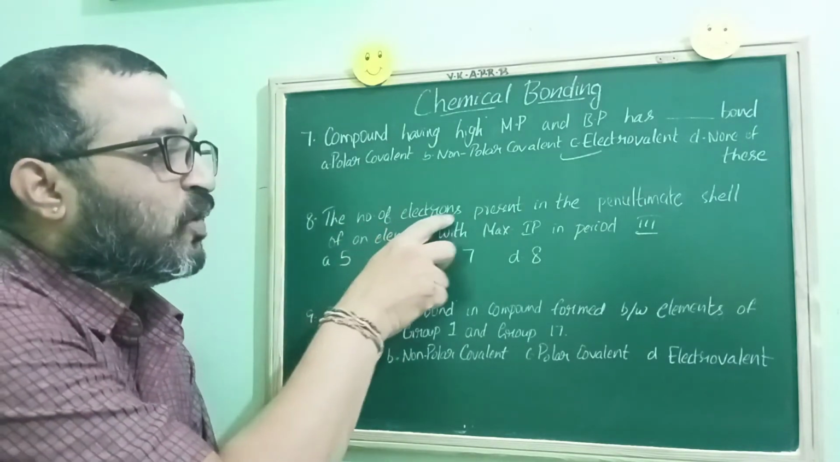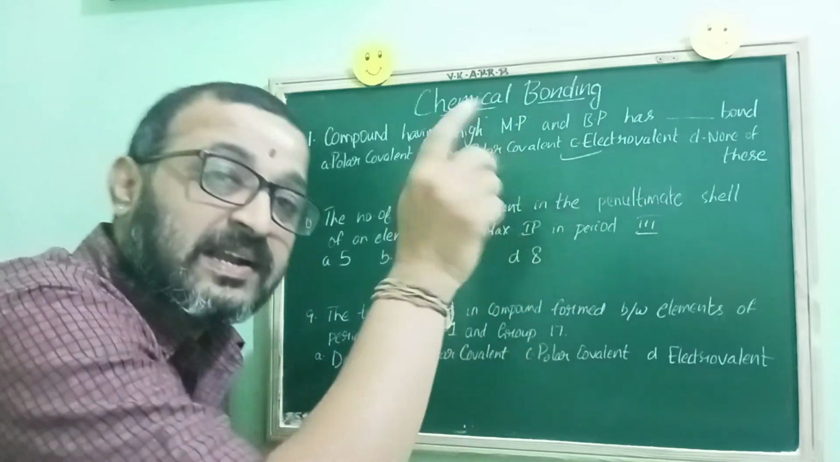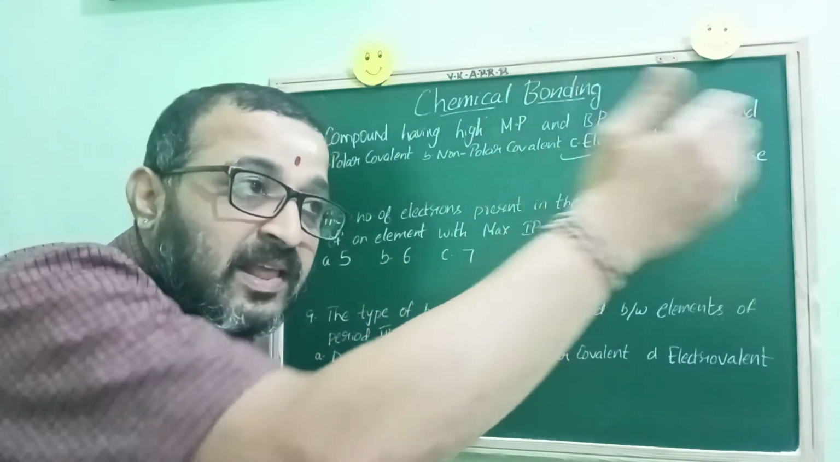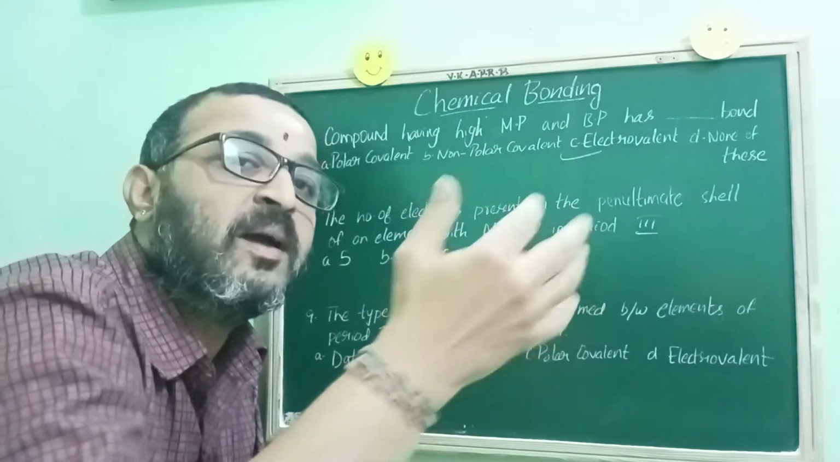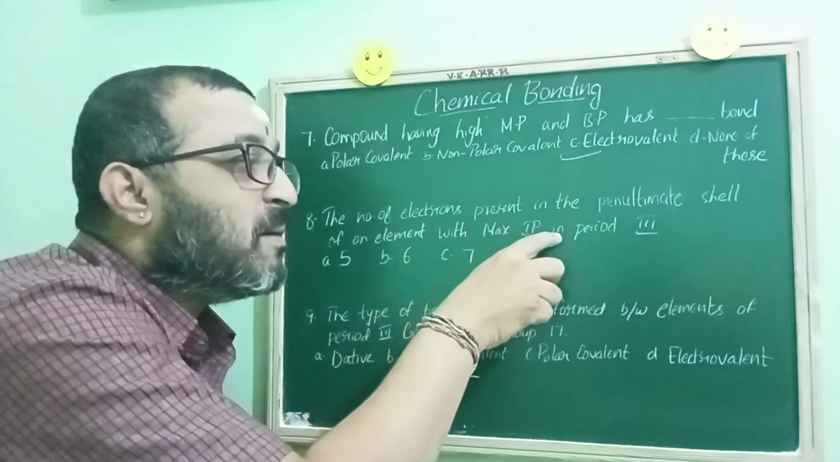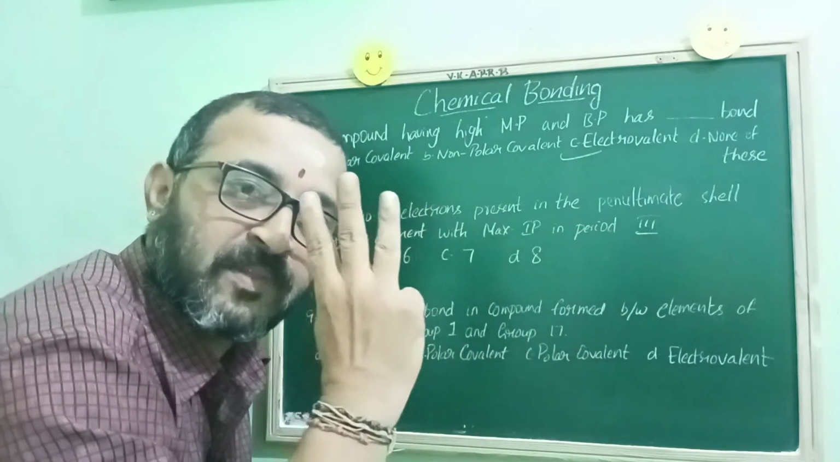Okay, children, let us proceed with the next question. The number of electrons present in the penultimate. Children, last shell we call it as what? Ultimate shell. Before last we call it as what, children? Penultimate shell. Okay, of an element with maximum IP in period 3.